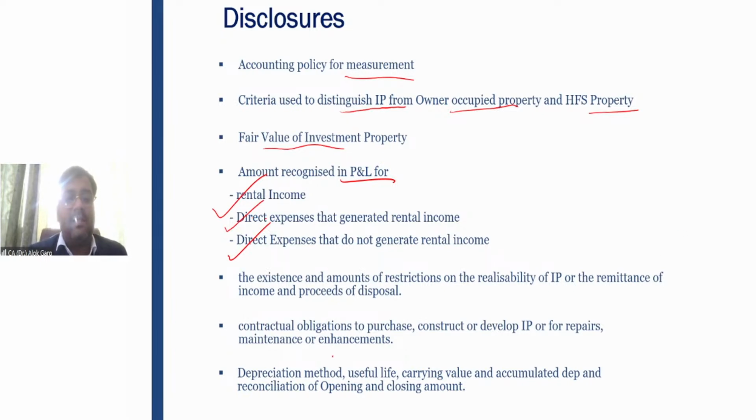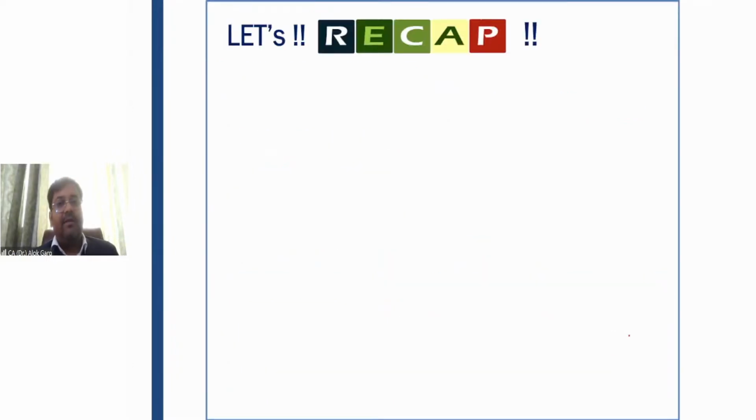So these are the depreciation method, useful life, carrying value, accumulated depreciation. Just like PPE, the reconciliation: opening gross block, accumulated depreciation, closing value, net block. This is required to be shown in the notes to accounts. Right, guys? So this is what is there in the standard of Ind AS 40 investment property. It is a very small, very simple standard. And if you have understood Ind AS 16 and 38 very well, this standard is just like a revision standard, I would say.